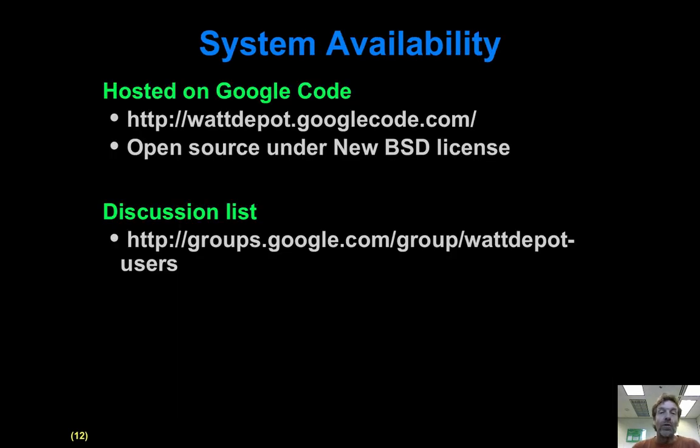Go to WattDepot.googlecode.com to download it, although I'll hasten to add that for this class you don't need to actually download it directly from WattDepot.googlecode.com, because our build system is designed to download it for you. So you just type ANT using the simple application that I'll show you in a moment, and that will download the executable files for you. There is a discussion list, WattDepot users, which you may or may not find useful. You can also just query the class if you have questions.